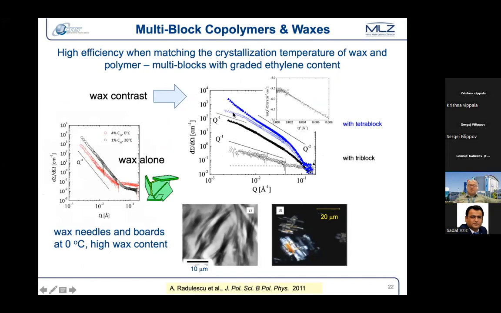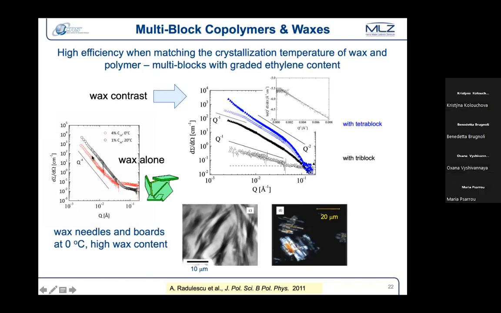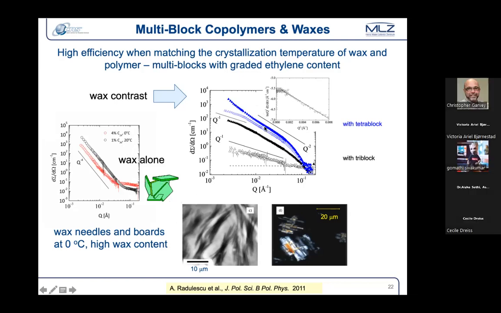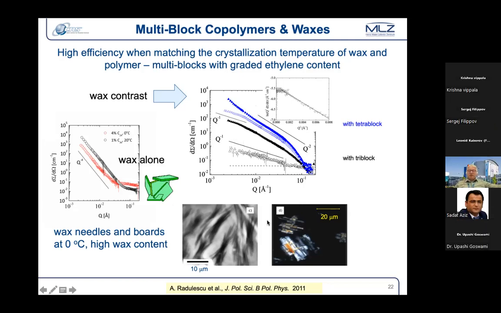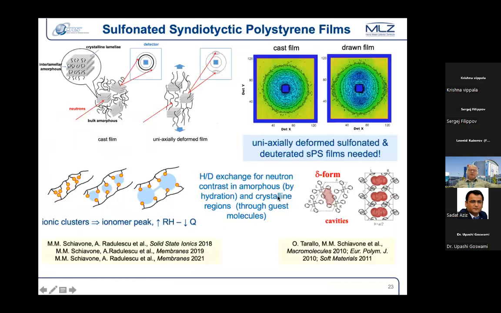In all cases, the wax was crystallizing in much smaller and much softer morphologies compared to the house of cards morphology, which is typical for wax alone. And the SANS contrast variation experiments have always been accompanied by TEM or microscopy observations to see the common morphologies. Now, syndiotactic polystyrene films.